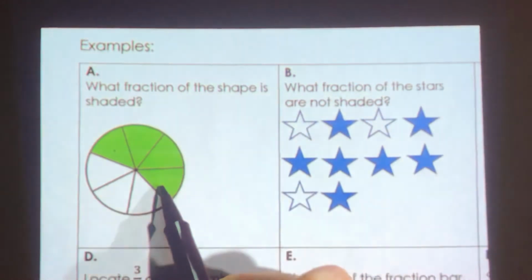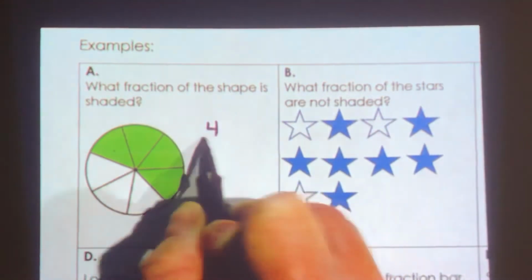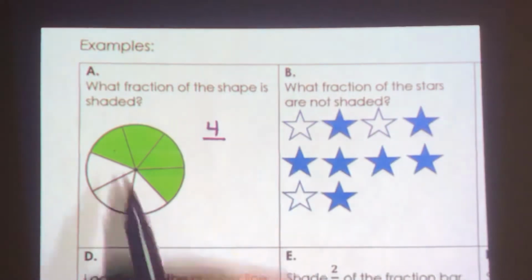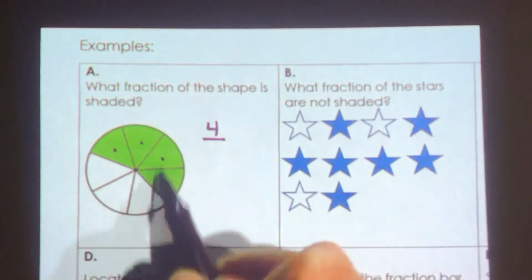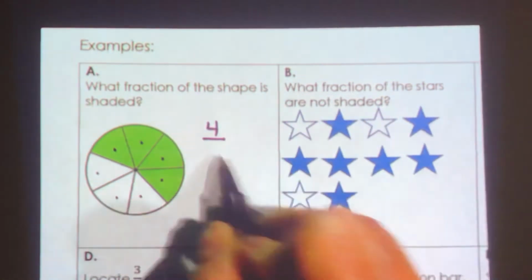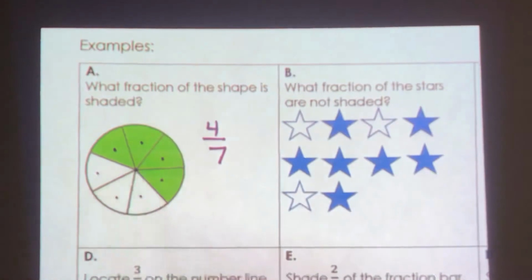That's the amount that I'm using, so that's my numerator. The denominator is how many pieces this whole circle is broken up into. It's not broken up into 3 pieces. It's broken up into 1, 2, 3, 4, 5, 6, 7 pieces. So 4/7 of the shape is shaded.